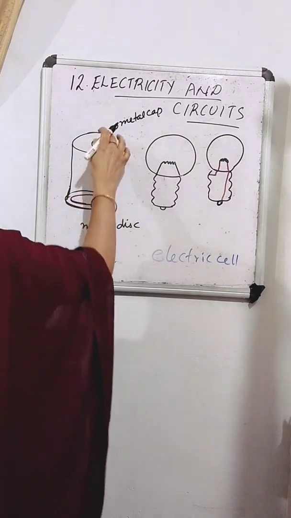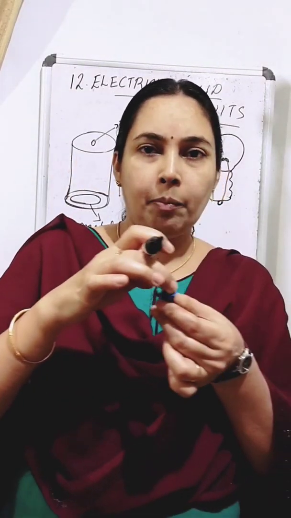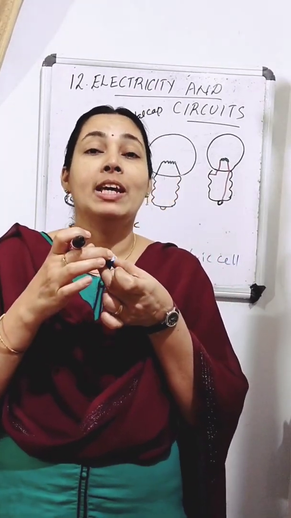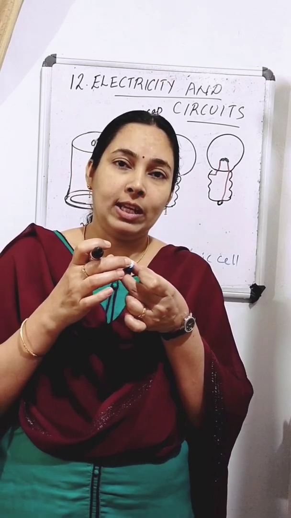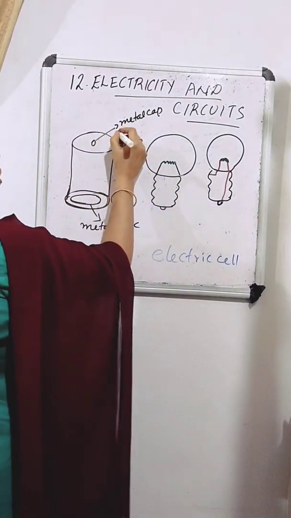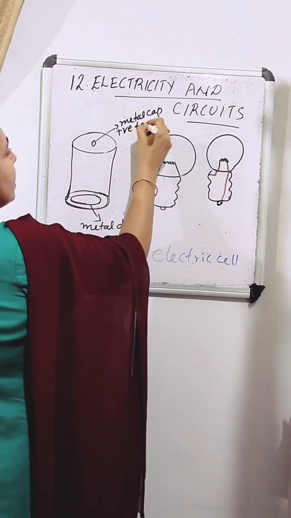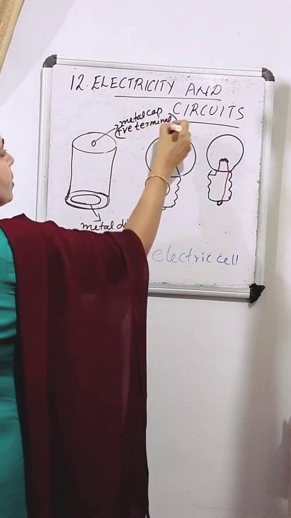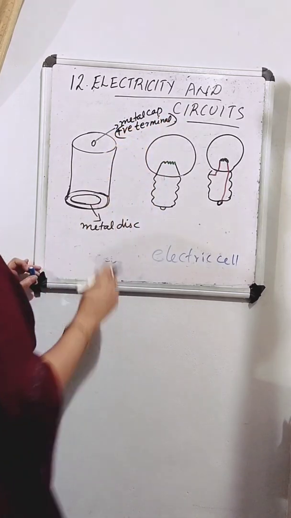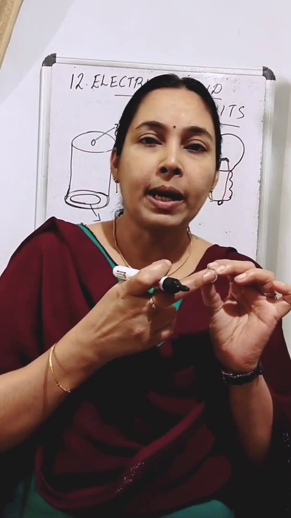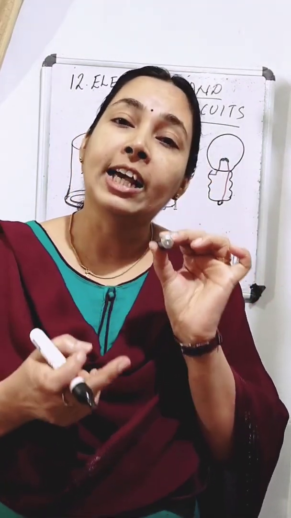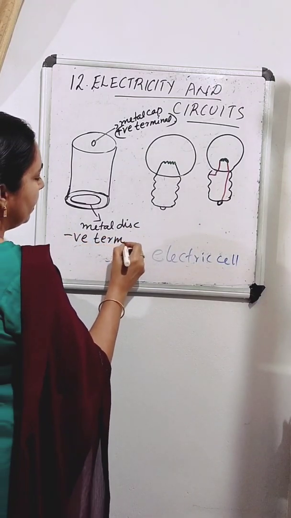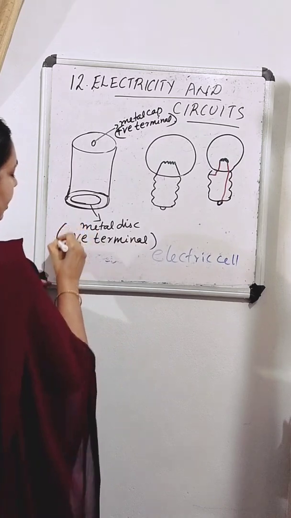You can see one metal cap and one metal disc. This metal cap is the positive terminal of the electric cell. And this metal disc is the negative terminal of the electric cell. So the metal disc is the negative terminal.